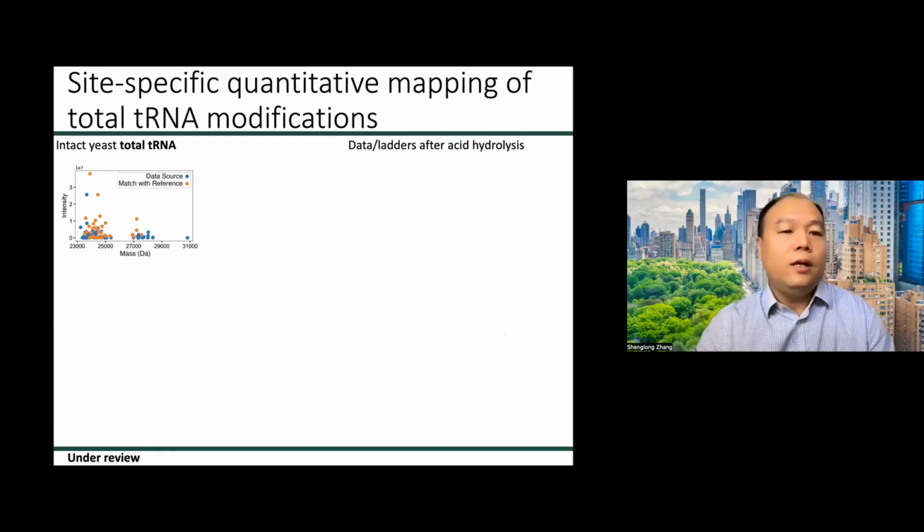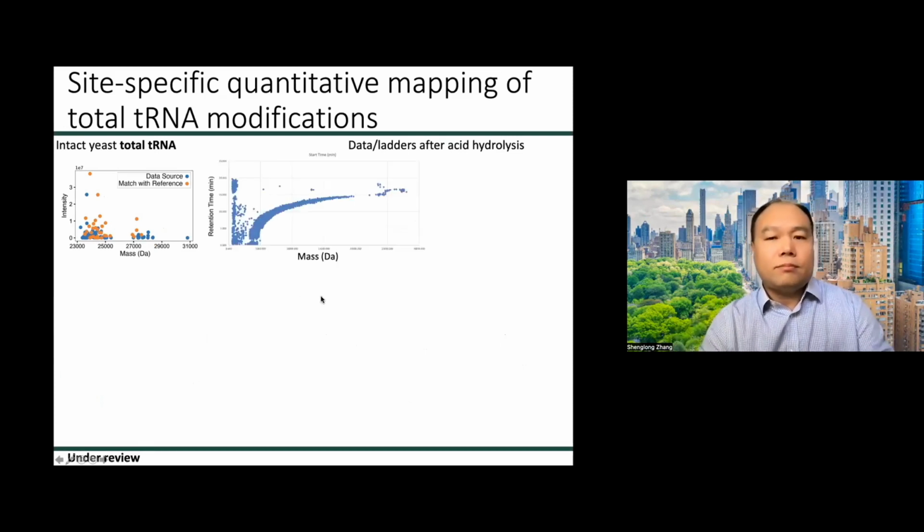Thank you, Richard. So if we combine our acid equivalent data, we should be able to get specific and quantitative mapping of tRNA modification. You can see this is the acid equivalent data.